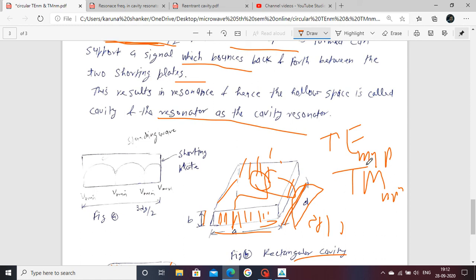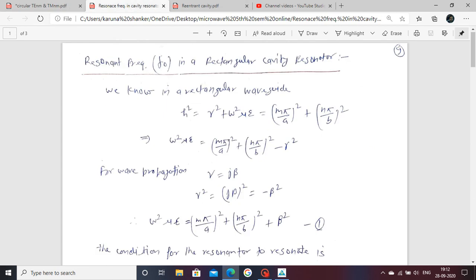Here m, n and p are integer values, where m represents the number of half cycle variations in the x direction, n represents the number of half cycle variations in the y direction, and p represents the half cycle variations in the z direction, meaning the length side. This is your width side, this is your height side. Okay, now to see the resonance frequency of a rectangular waveguide.